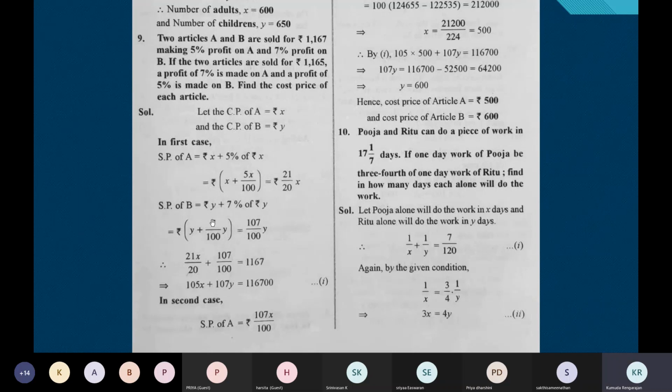Similarly, we find the selling price of article B, and the total selling price is given to be 1167. This is the total selling price. So the selling price of article A plus the selling price of article B. Okay, the y is missing here. Printing mistake, y is missing here. So the selling price of article A plus the selling price of article B is equal to 1167.